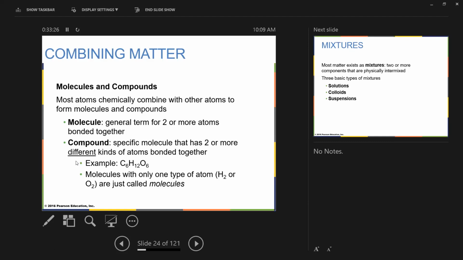Well, when we look at molecules, what's a molecule? A molecule is simply two or more atoms together. They're bonded together. They are held together by what we call a chemical bond. Now, a compound, the definition here is a compound is a molecule with two or more different types of atoms together.